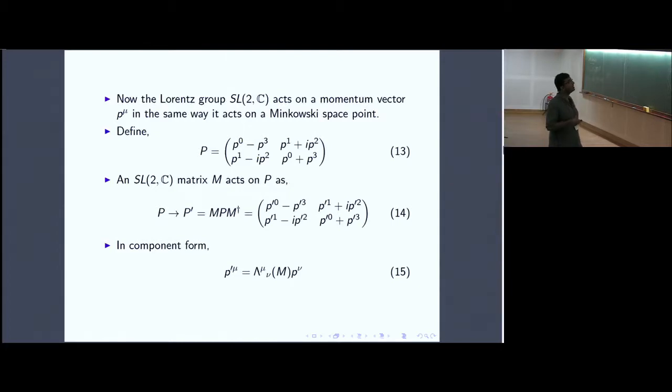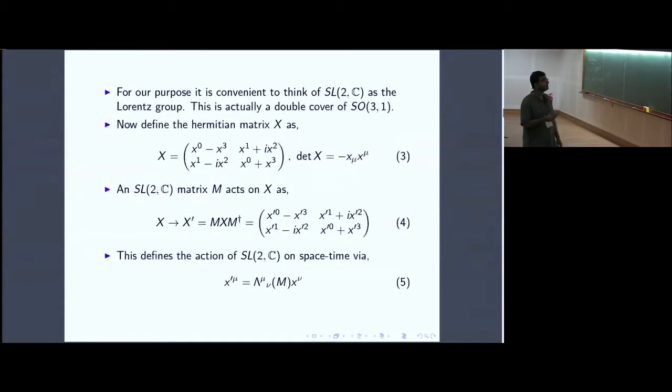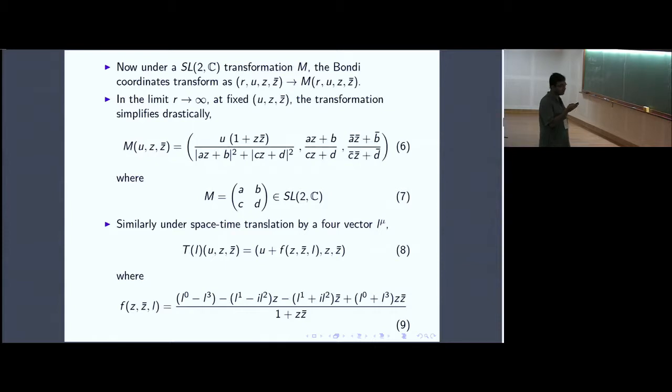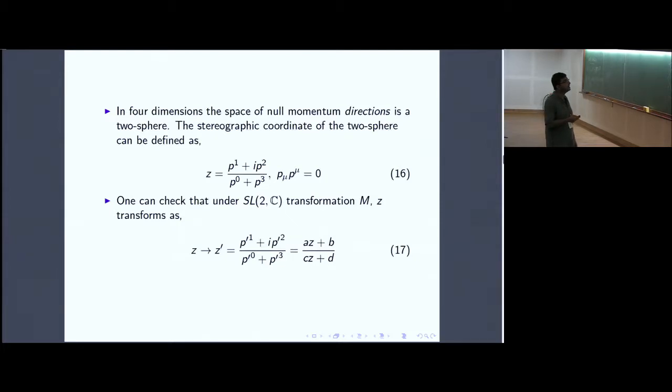The same thing which we did for the vectors in Minkowski space, we can do for the null vectors in P space. So you have the SL2C acting on the vector p mu. One good way to define that is to define this Hermitian matrix, and then an SL2C matrix M acts on this like this. So you again get a transformation like this, where this lambda mu nu depends on M, and M is some SL2C matrix.